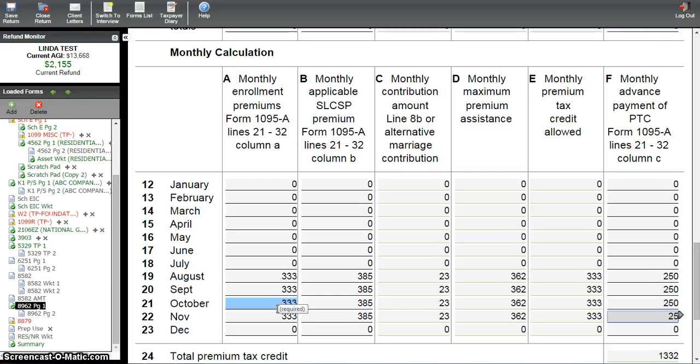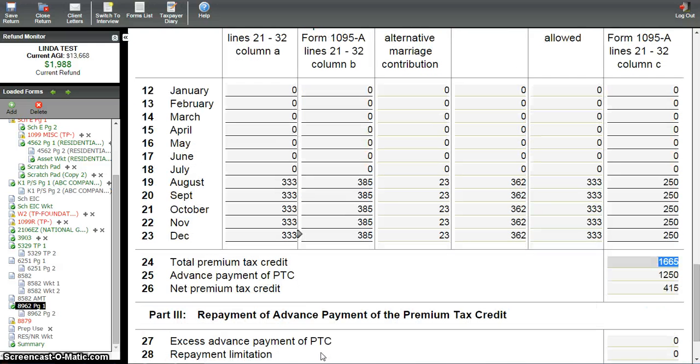And I'm almost finished here. All right, so we scroll down and you'll see that Ms. Test is entitled to an additional premium tax credit of $415. So her refund will be increased by $415.